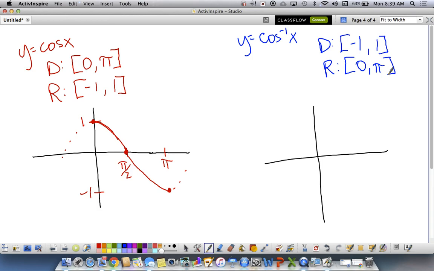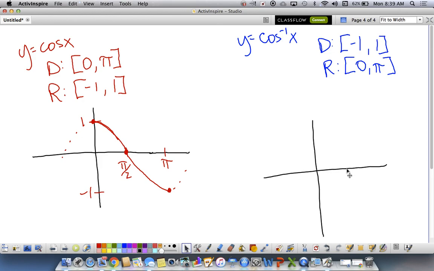What does our graph look like? The point that was (0, 1) becomes what? (1, 0). (1, 0). The point that was (pi over 2, 0) becomes (0, pi over 2). I probably should just scoot this whole thing down.